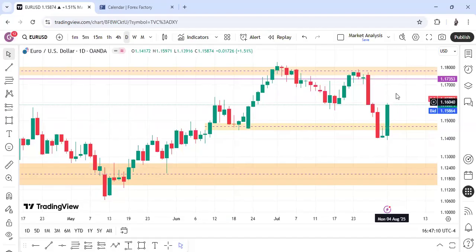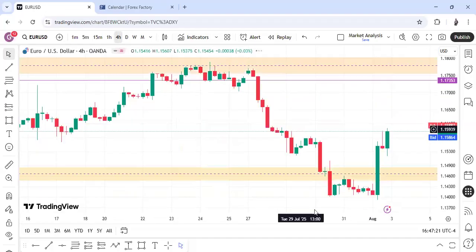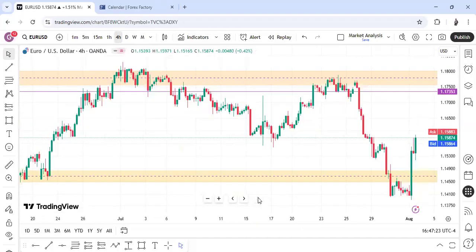So I want to see it trade into this area, then give up the ghost and take out these equal lows. That's what I'm looking at on the 4 hours time frame. Let's see if there's anything that's noteworthy.